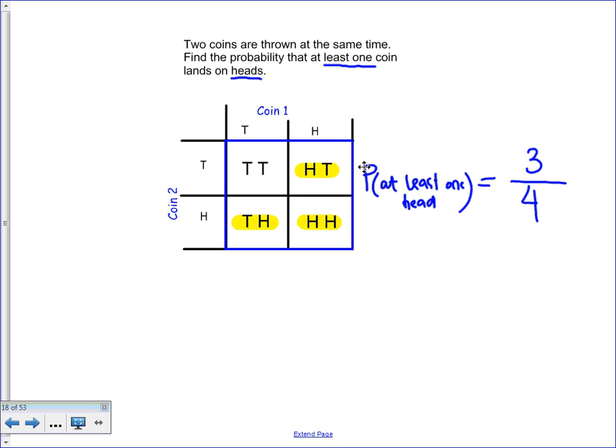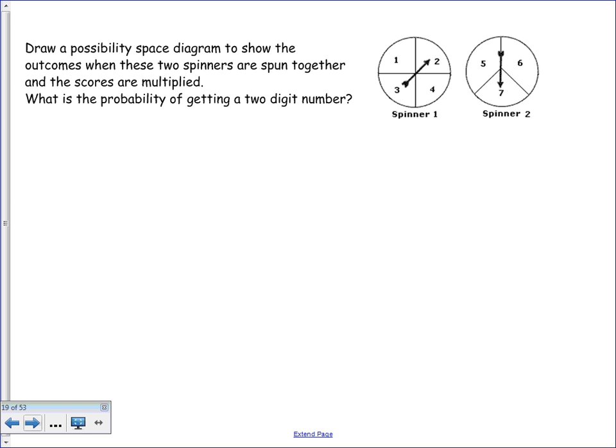There could be another type of question on probability, like this one, for example. Draw a possibility space diagram to show the outcomes when these two spinners are spun together and the scores are multiplied. What is the probability of getting a 2-digit number?